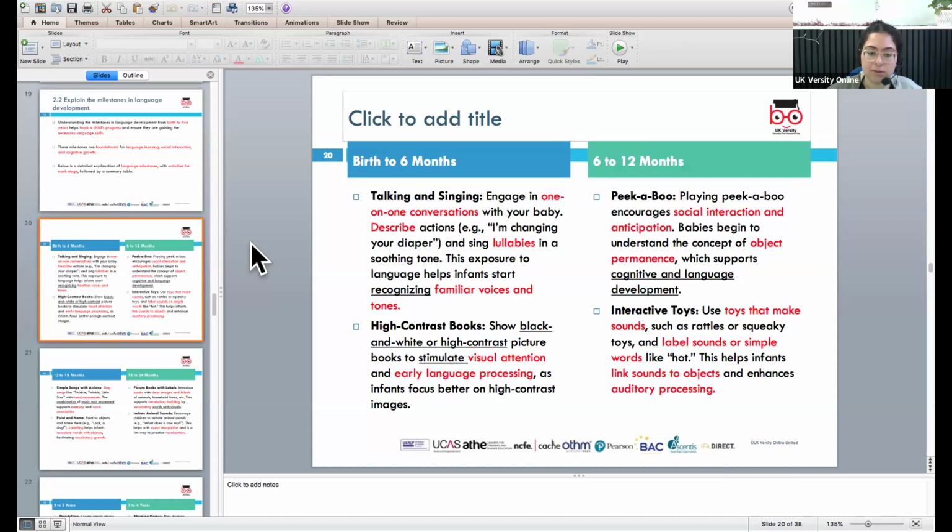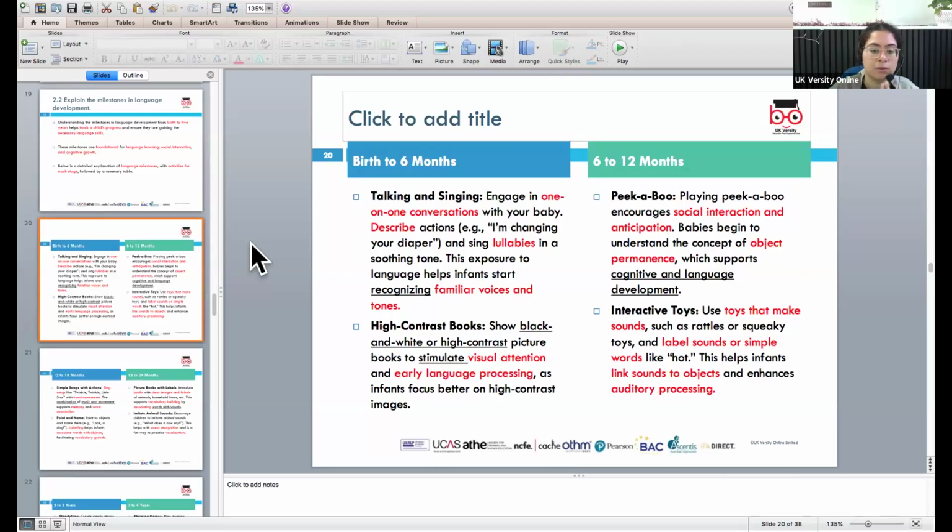So birth to 6 months: children engage in one-to-one conversations like talking and singing. Describing actions, for example, I'm changing your diaper, and singing lullabies in a soothing tone. This exposure to language helps infants start recognizing familiar voices and tones. Also showing them black and white or high contrast picture books stimulates visual attention and early language processing, and helps infants focus better on high contrast images.